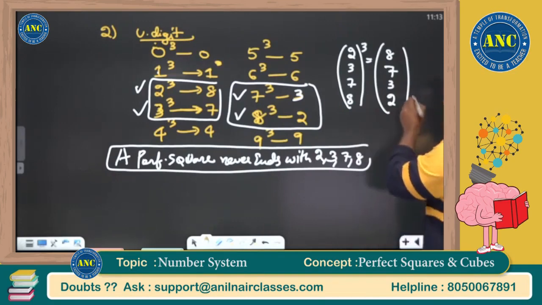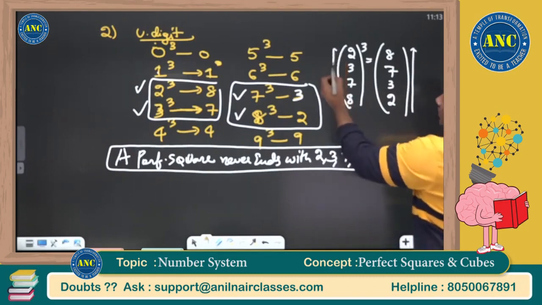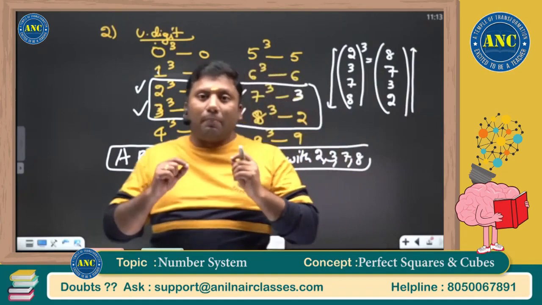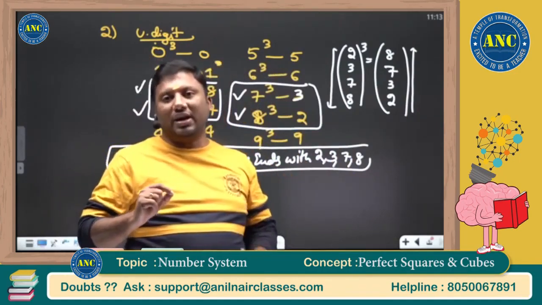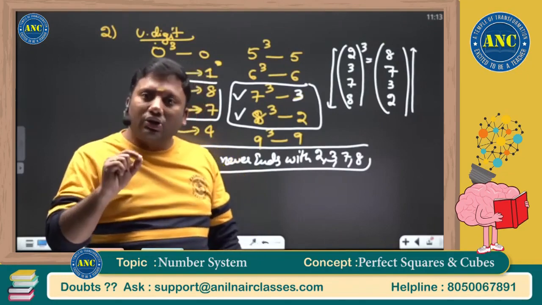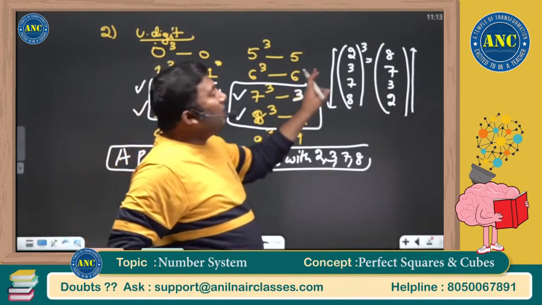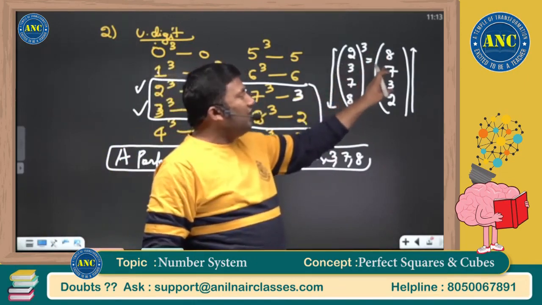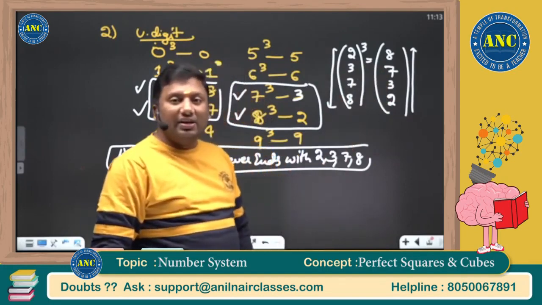Or otherwise, write down 2, 3, 7 or 8 from bottom to top. Listen to this very important key point. A perfect square never ends with 2, 3, 7 or 8. On cube, I will get another number. That number is nothing but 10 minus the unit digit. 10 minus 2 is 8, 10 minus 3 is 7, 10 minus 7 is 3, and 10 minus 8 is 2.